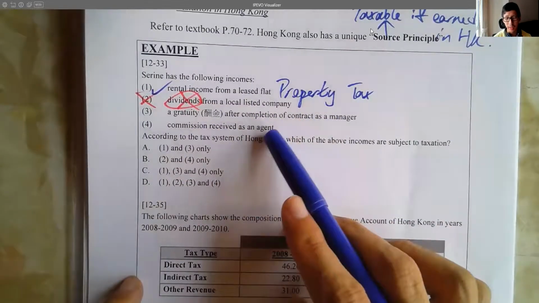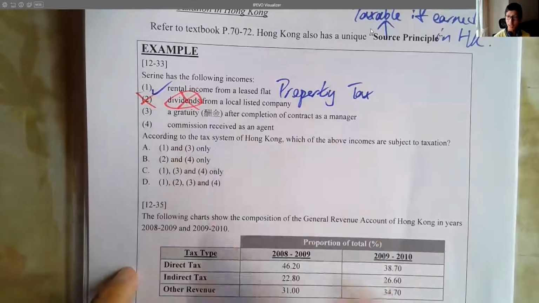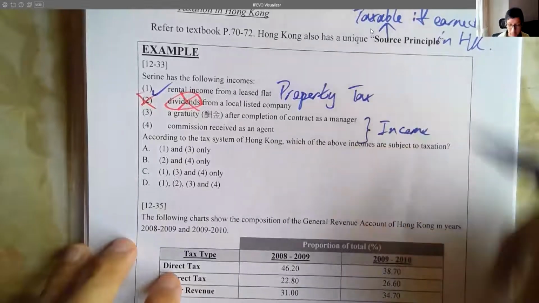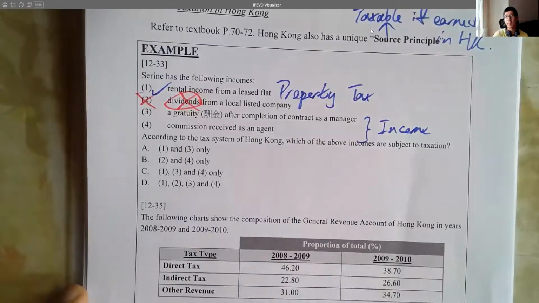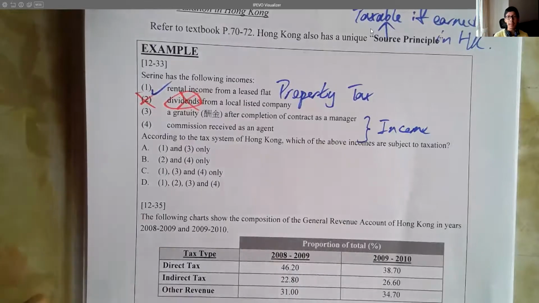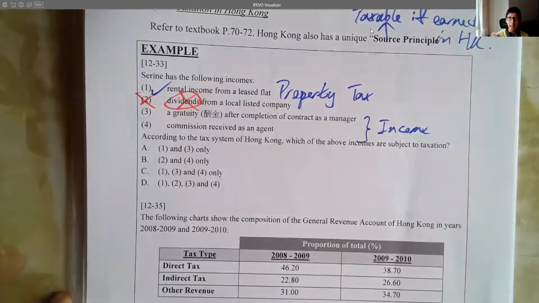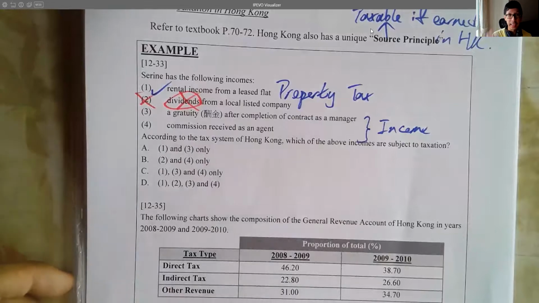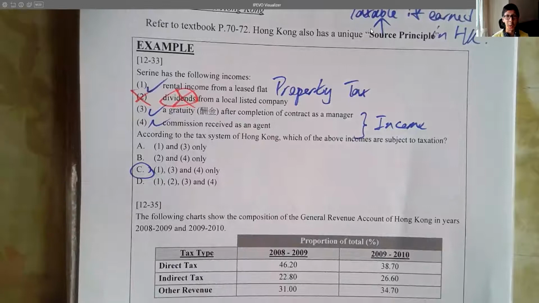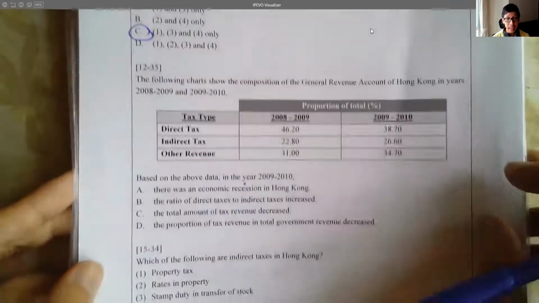Now, third, gratuity and commission, as a manager or as an agent. All of these are so-called income tax or salary tax. No matter whether you call it gratuity, commission, tips, whatever name it is, as long as it is money from working, then it is income tax. You will be subject to tax. So 1, 3, and 4 would be taxable in Hong Kong. Okay, so next one.